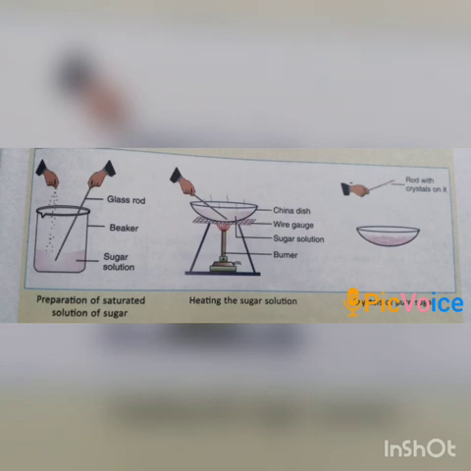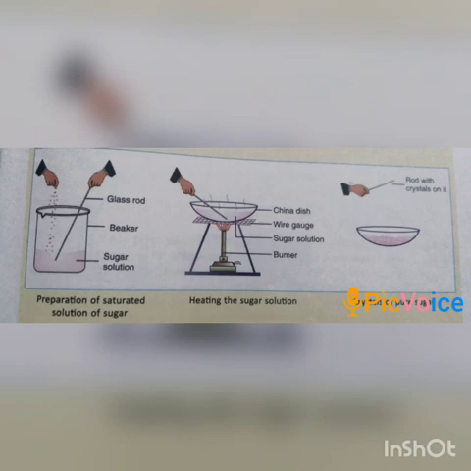The next method of separation is crystallization. This method is used to obtain pure solids from a given solution. For example, the salt we get from seawater has many impurities in it. To remove these impurities, the process of crystallization is used. That means we can separate the impurities from the salt that we get after evaporation of seawater.